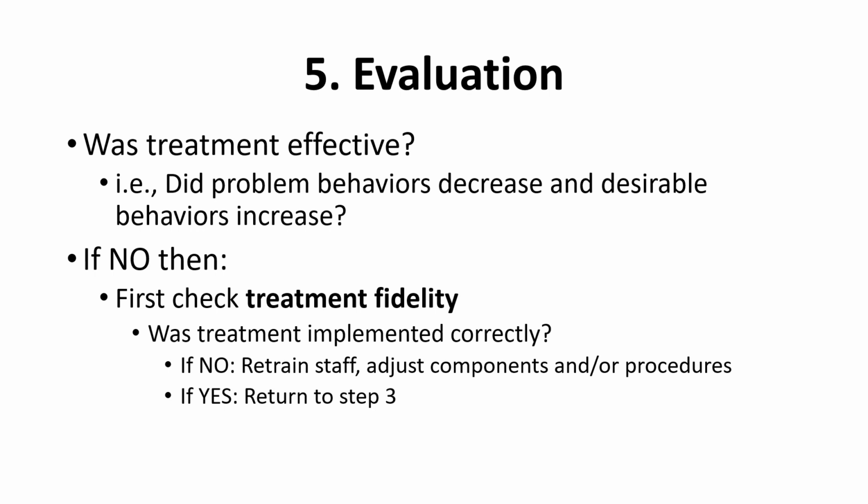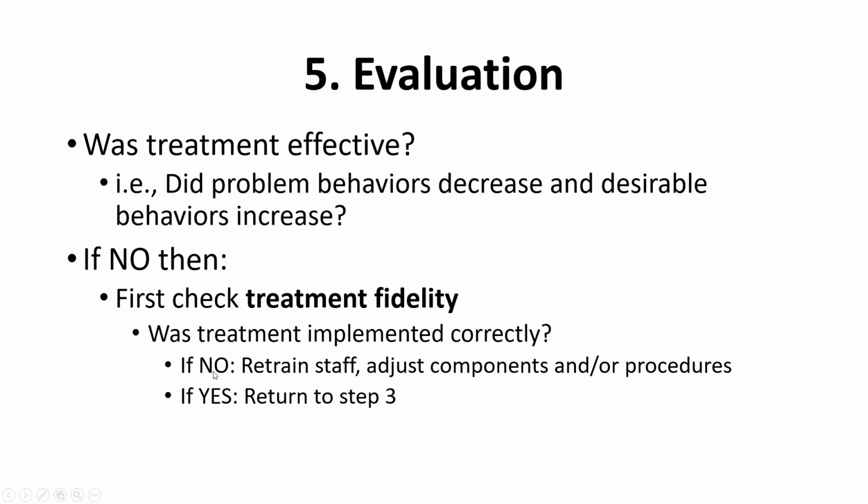So you look at the treatment and decide, was this actually implemented correctly or did something go wrong? If the treatment was not implemented correctly, retrain the staff or the individual doing the treatment. This is why it's usually important to have a trained individual working on problem behaviors in more extreme cases. It's not always the best idea for just the parents on their own to try and do this. You might have to adjust the components or the procedures. Maybe you can set things up in a way that makes it easier to follow through with the same basic treatment plan, but with some changes that make it more effective.